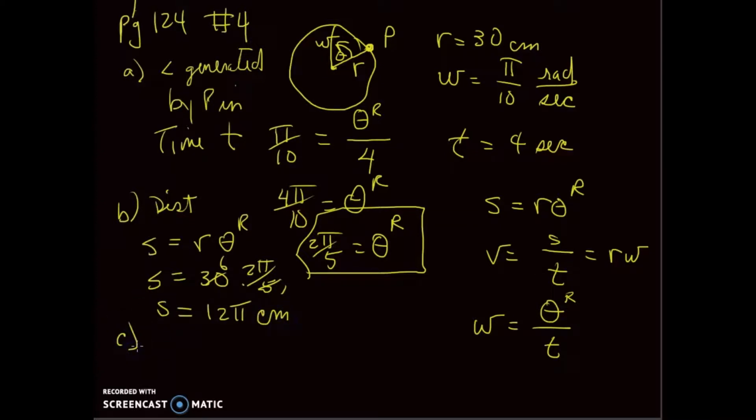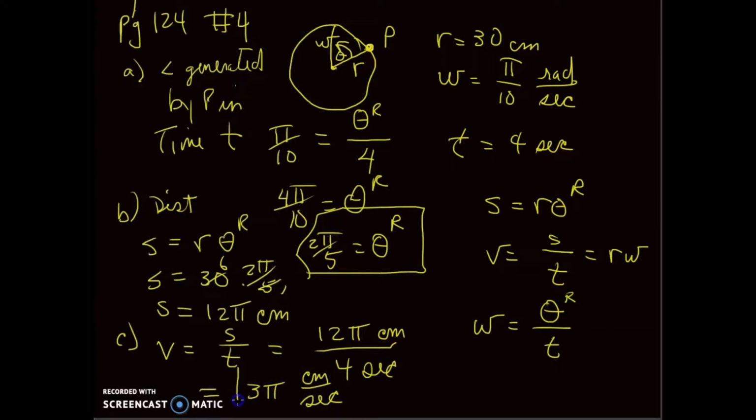And finally, they want us to find the linear speed, or v, which is s over t. We found s. That's 12 pi centimeters over t, 4 seconds. This reduces: 12 over 4 is just 3 pi centimeters per second. So these little bitty formulas can find a whole bunch of information. I should have boxed this in also. Should have done it earlier.